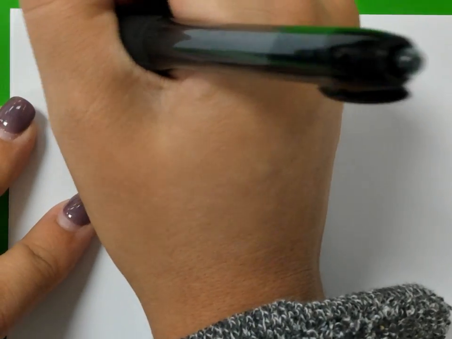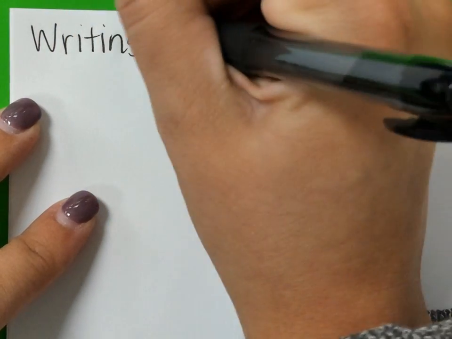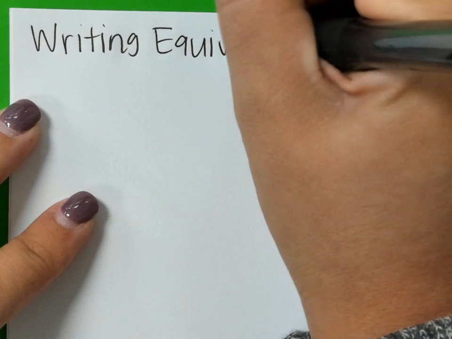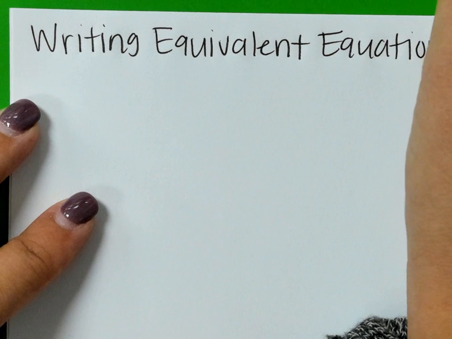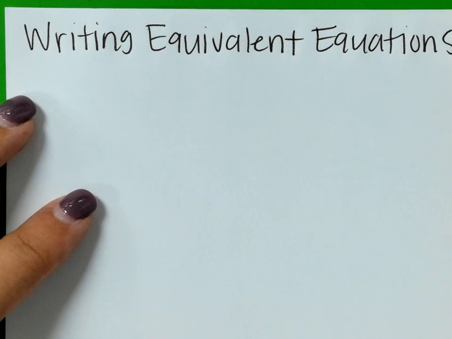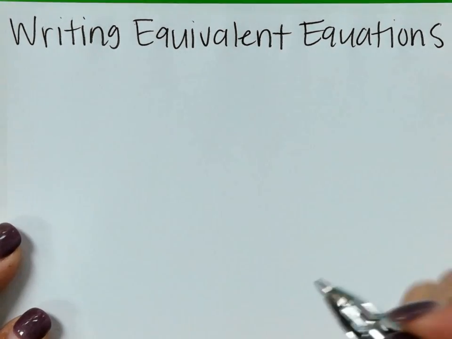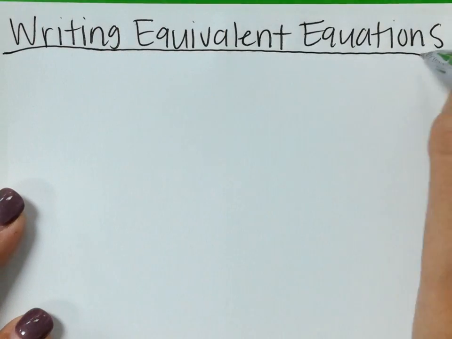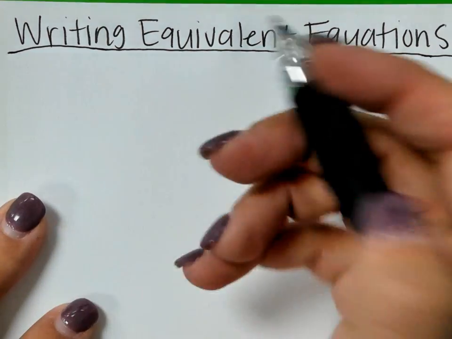Alright, so we are solving multi-step equations, but first we're going to learn how to write equivalent equations, and then we're going to learn how to solve them. So these equivalent equations are multi-step equations, but we're going to learn how to write equivalent ones first before we solve. So, writing equivalent equations. Alright, so we have two methods to do this.